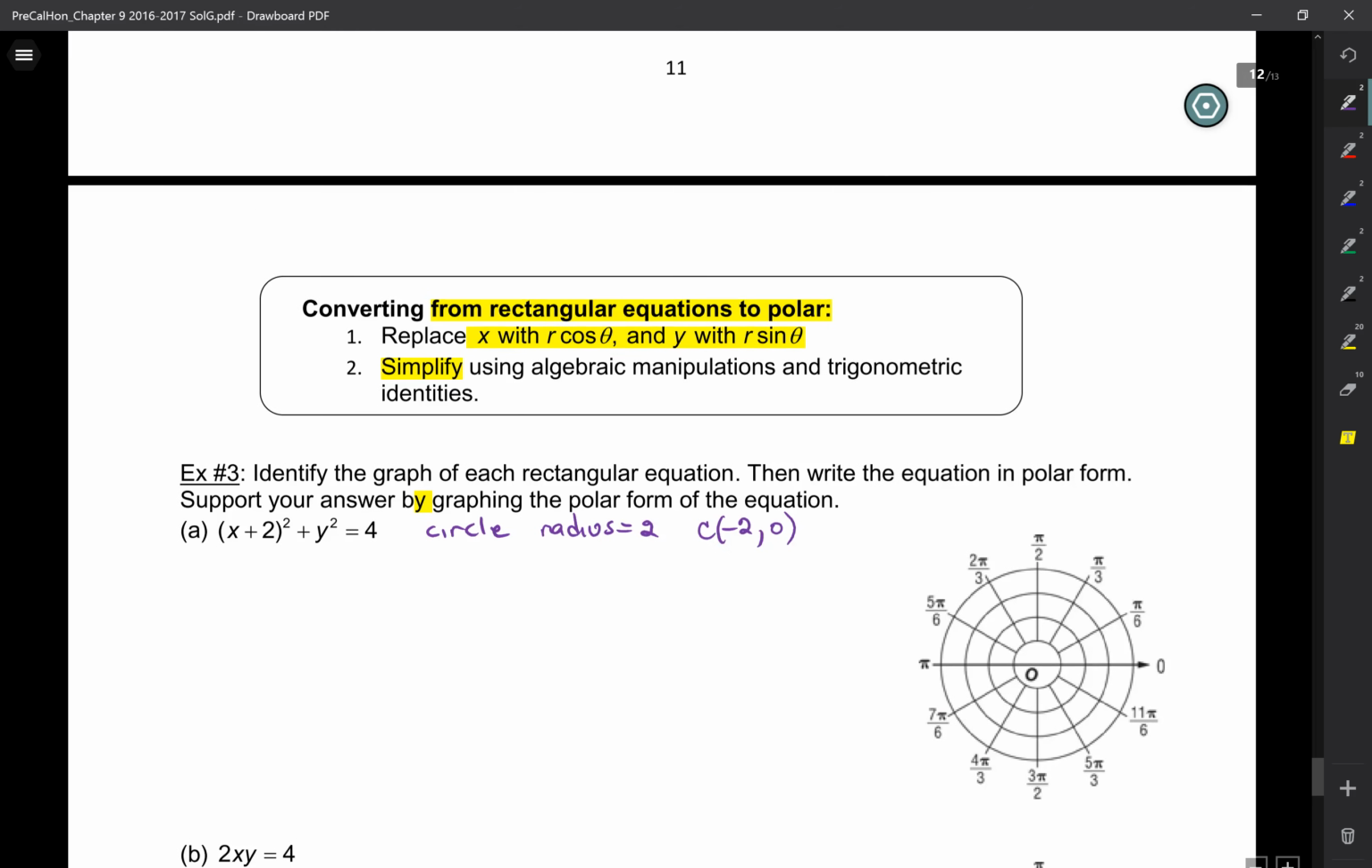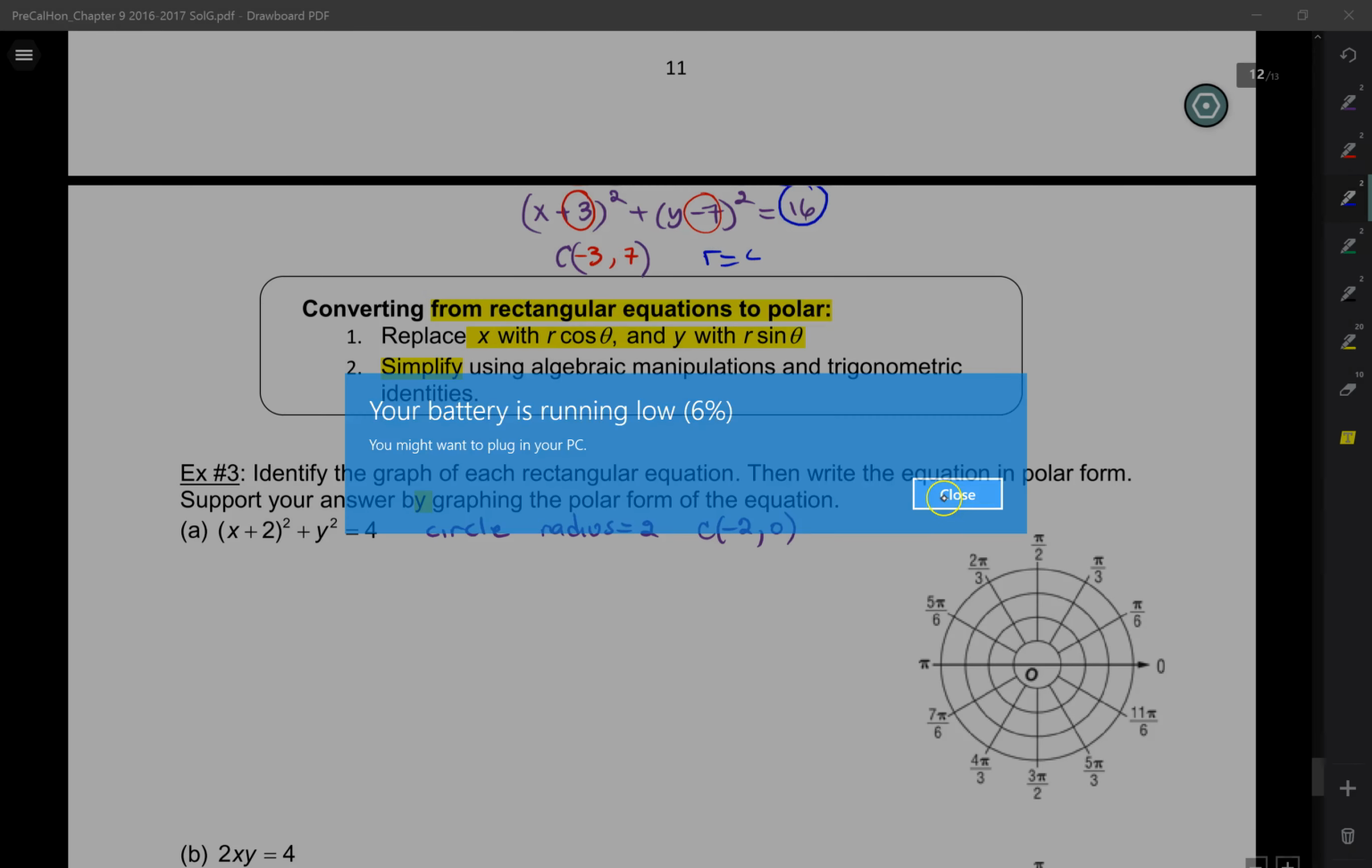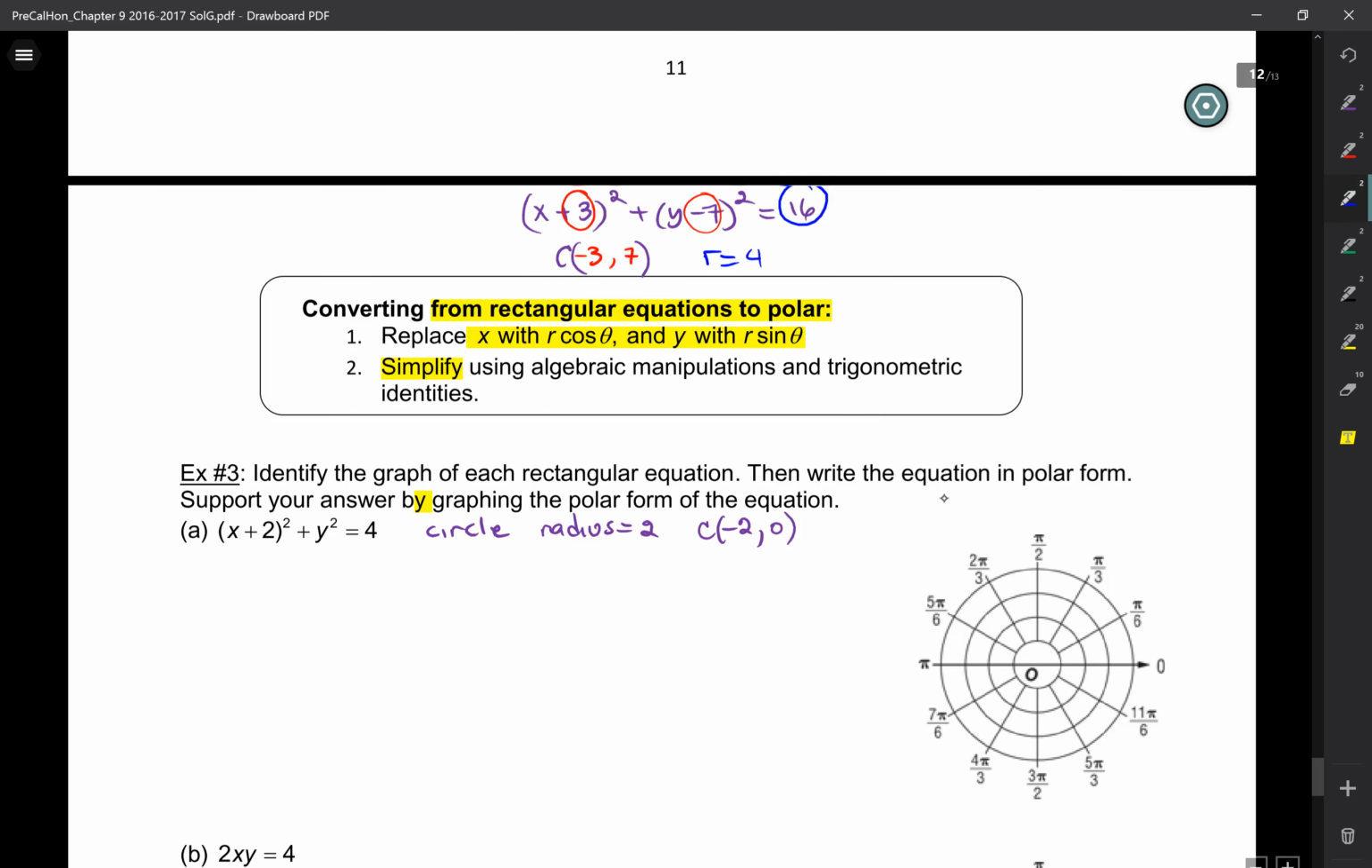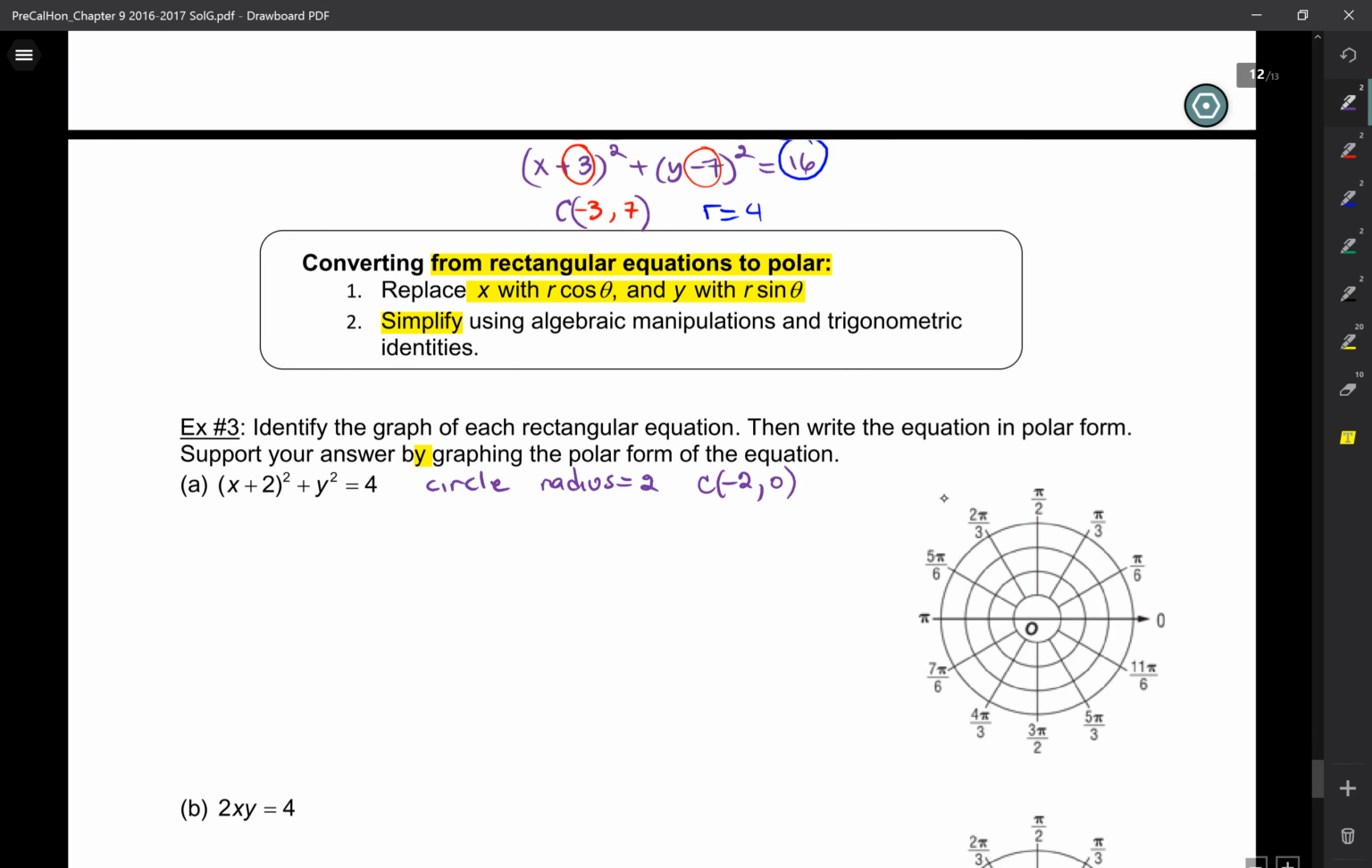Okay, so if you have an equation that looks like this, x plus 3 squared plus y minus 7 squared is equal to 16, the center is -3 and +7. It's conics too, but you first learn it in geometry. Okay? And then the radius is the square root of that number, which is 4. All right. So now let's go back to our conversion from rectangular to polar.